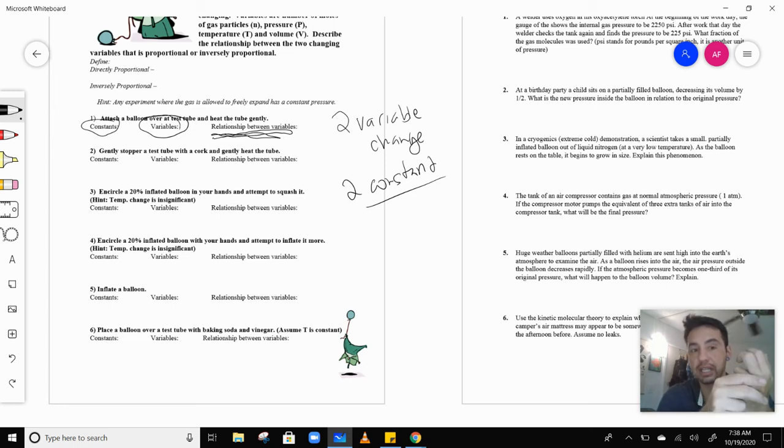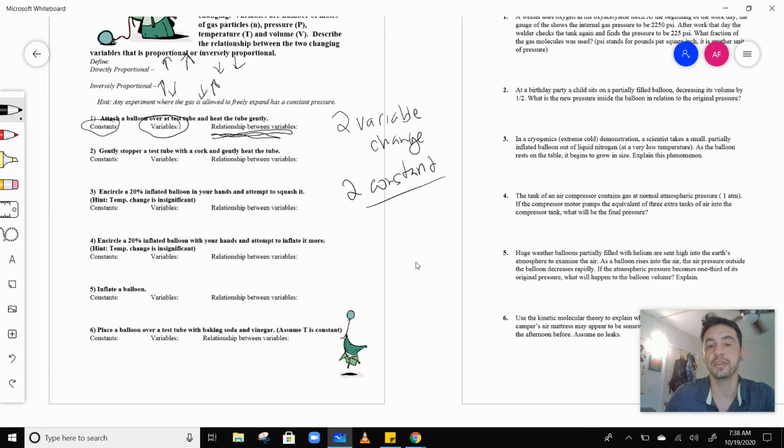And then when you talk about the variables, how are they related? Are they directly related? If they're directly related, one goes up, the other goes up. One goes down, the other goes down. If they're inversely related, one goes up, the other goes down. One goes down, the other goes up. So direct means they change the same way. Inverse means they change in opposite ways. That's what you're going to try and figure out there.